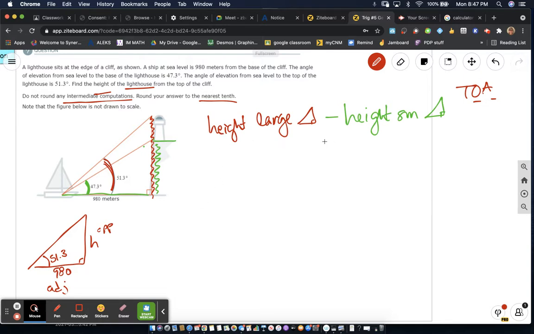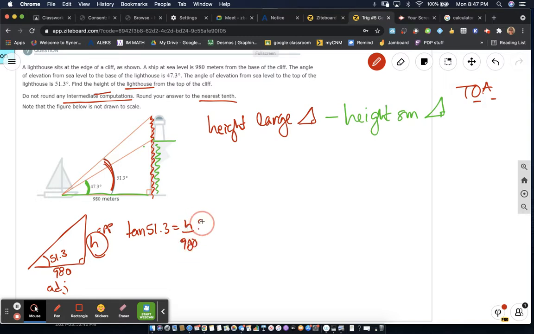I'm going to write it underneath my words because it's going to be the tangent of... actually, no, I'm not going to do that yet. I'm going to figure it out. What is h? So I'm going to write this over here. I'm going to go tangent of 51.3 equals h over 980.